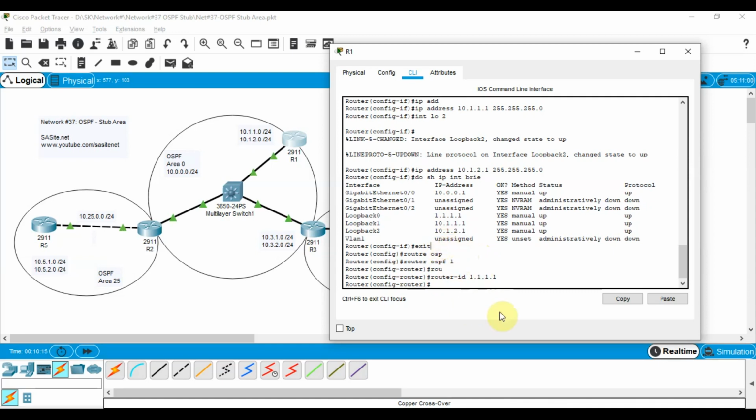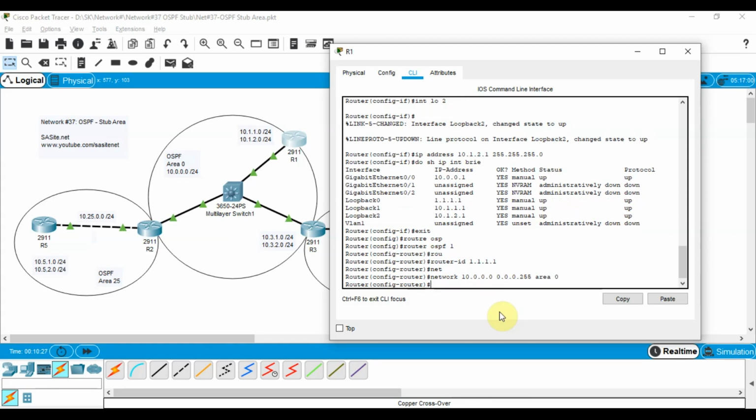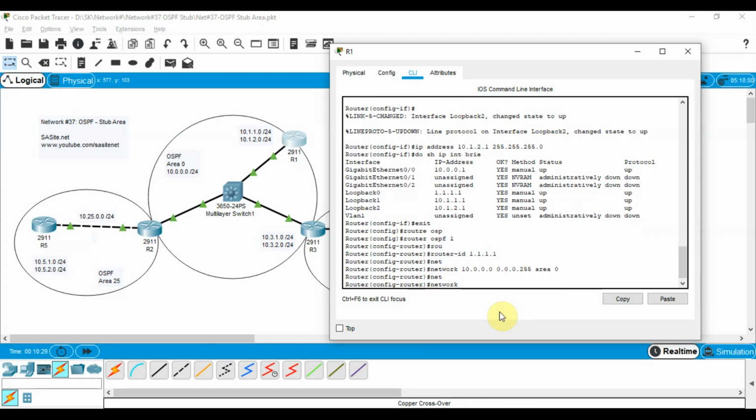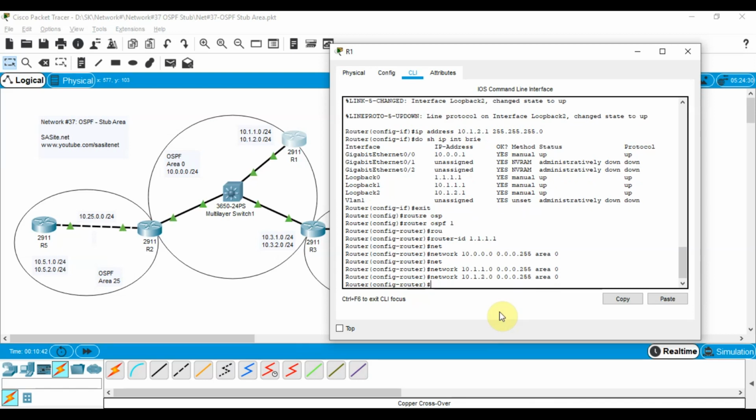And let's advertise our network. Let's start with area 0, the backbone area, with a /24 network and wildcard mask of 0.0.0.255, area 0. And let's advertise the behind-the-scenes networks, which are technically our loopback interfaces, with 0.0.0.255, area 0. And this time I use the up arrow easily. And here we go. Do show ip route.